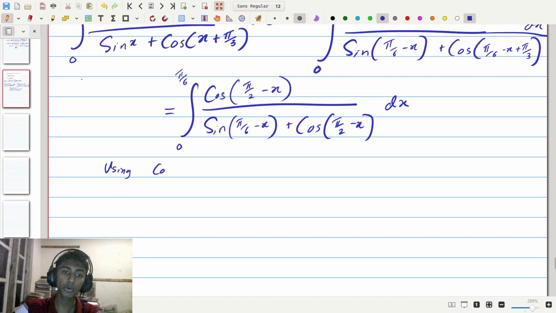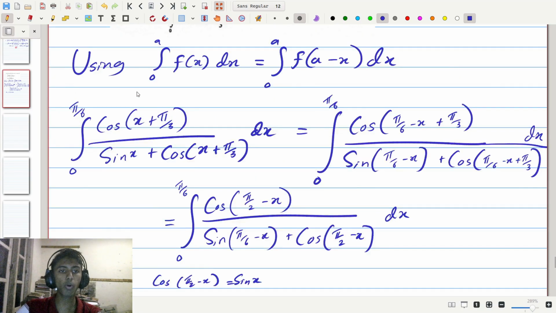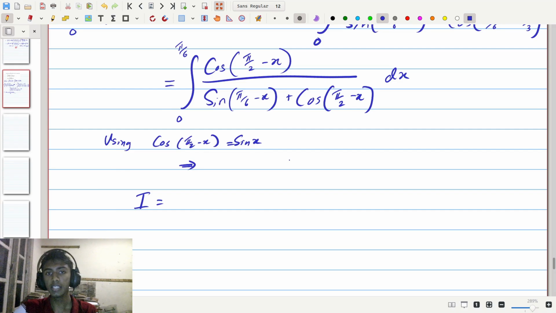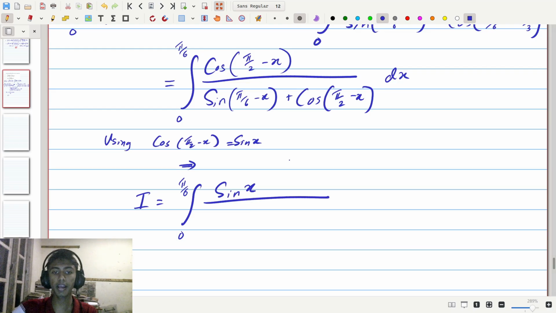using cosine of pi by 2 minus x equals sine x, we get, and actually I'm going to call this integral here I, because that will make it easy to transfer. Otherwise I have an equal sign that I'm carrying up to here, and then suddenly I don't have the equal sign anymore. So at this point I'm going to say I equals, and then substituting cosine of pi by 2 minus x as sine of x, we get the integral of 0 to pi by 6 of sine of x divided by sine of pi by 6 minus x plus sine of x integrated with respect to x.